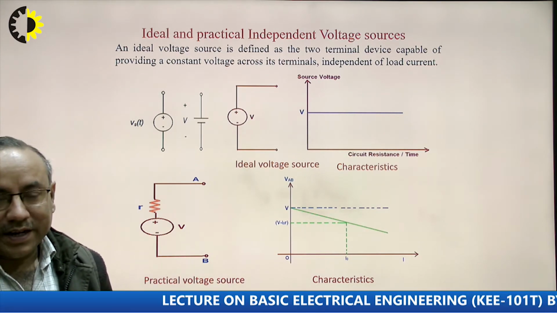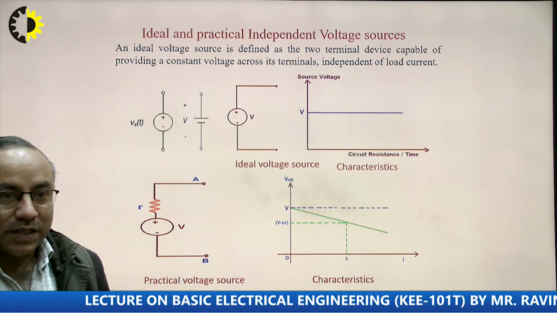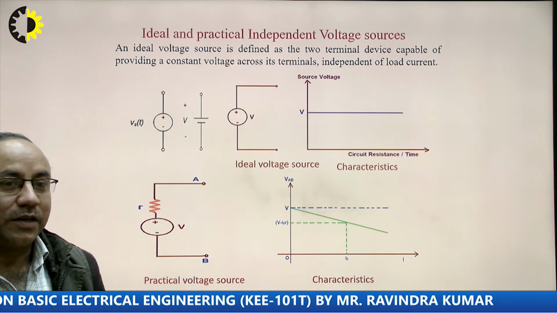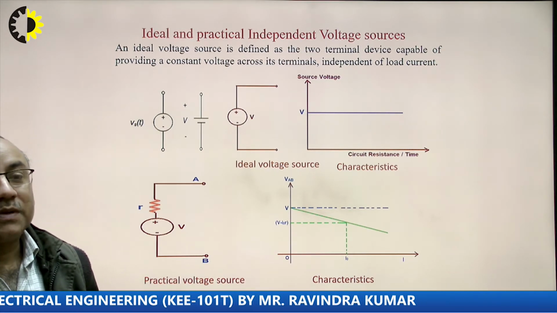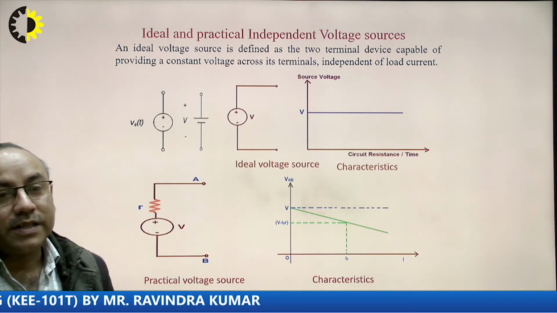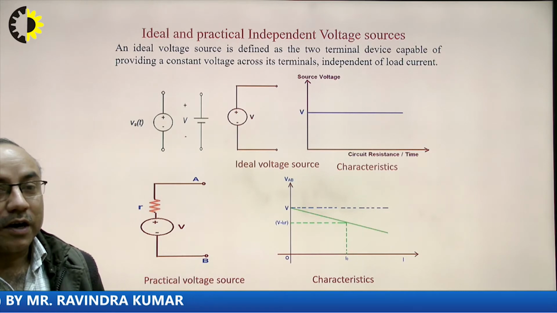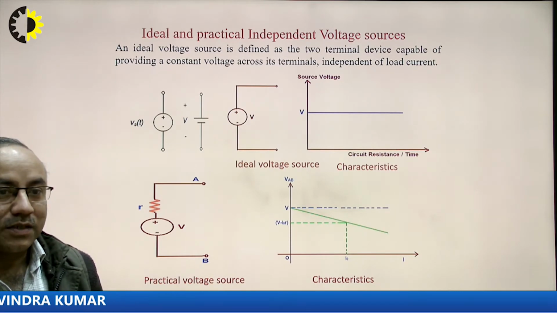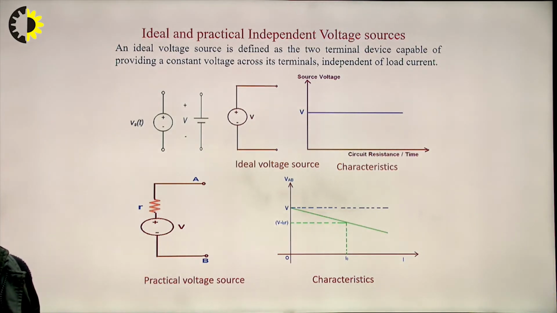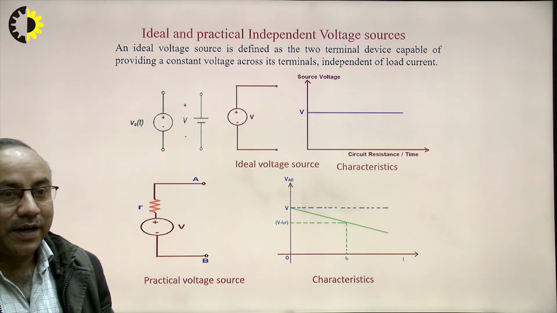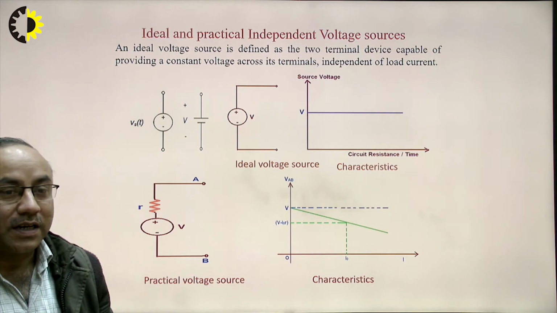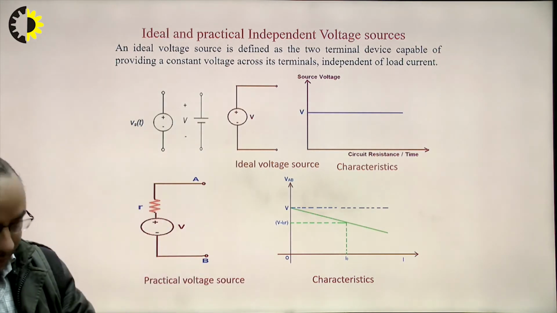On the other hand, if we take a practical voltage source, or a non-ideal voltage source, from the symbolic representation there is some internal resistance of finite value connected in series with the source. When a current passes through the source in the circuit, a voltage drop takes place in this internal resistance, and due to it the terminal voltage changes with the change in current supplied by the source.